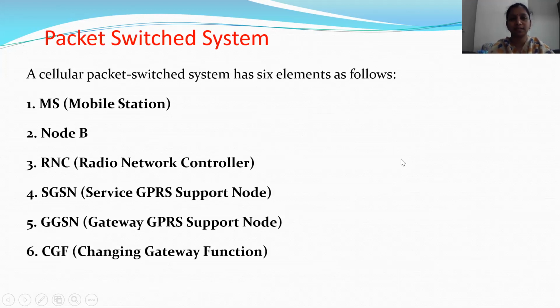Next, coming to the packet switching system. A cellular packet switch system has 6 elements as follows: mobile station, here we are calling the node, Node B, RNC radio network controller, SGSN service GPRS support node, GGSN gateway GPRS support node, and CGF charging gateway function. Really, the cellular packet switching system.